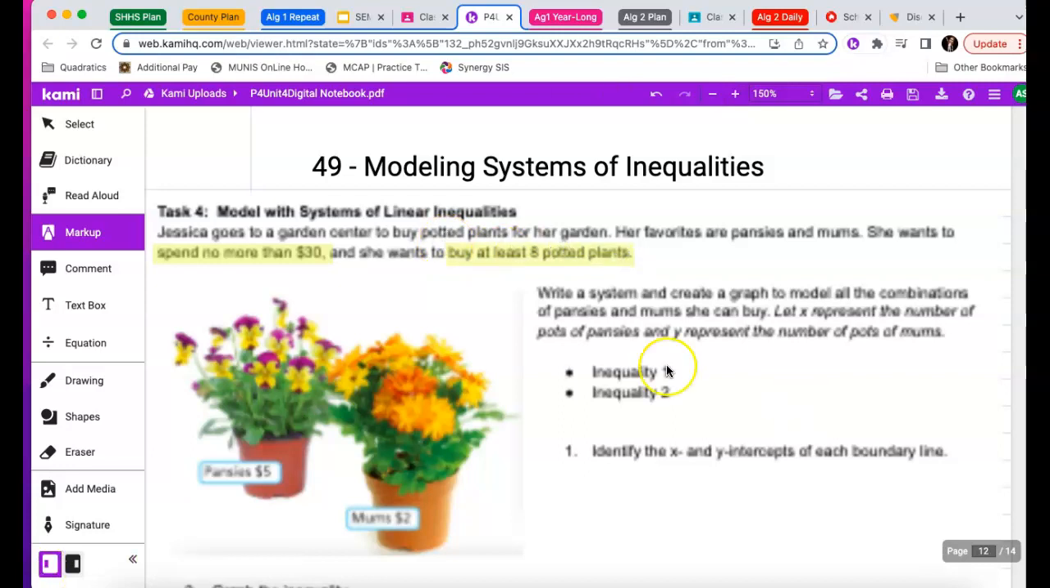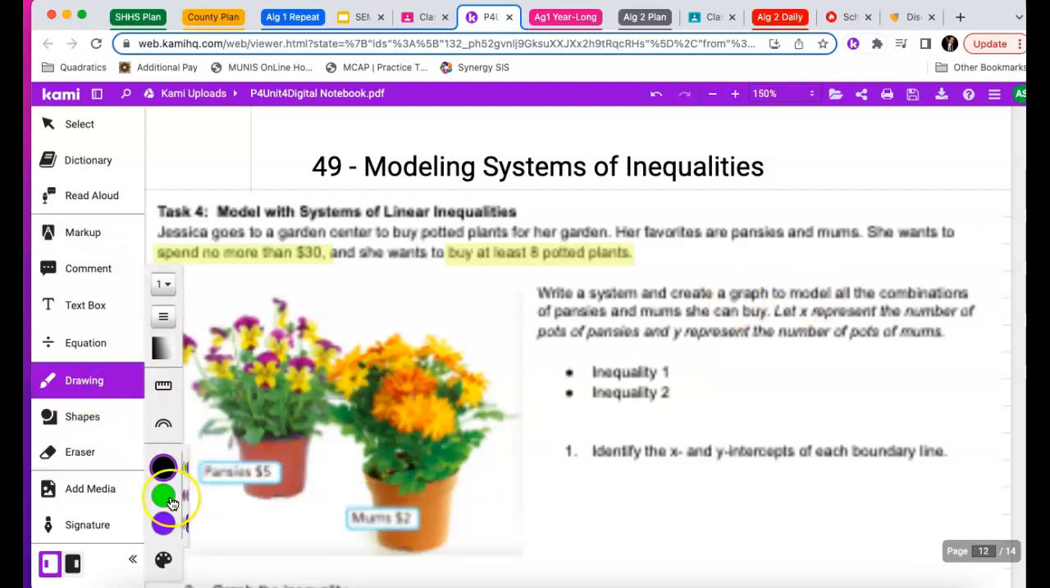So we're going to write a system and create a graph to model all the combinations of pansies and mums that she can buy. So we want to let X represent the number of pansies. So I'm going to go ahead and label this as X. And we want Y to represent the number of mums. So we'll label this as Y.